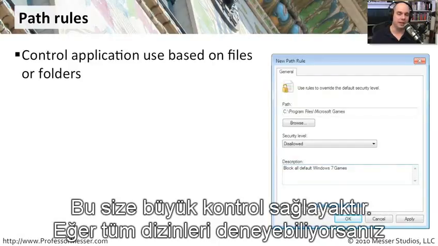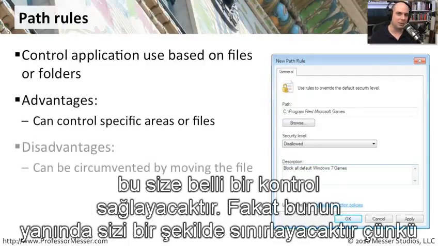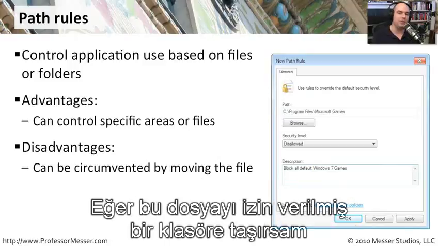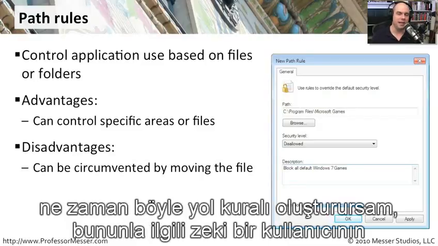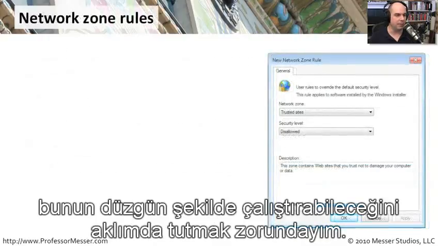If you're trying to do entire directories, you can simply say everything in this directory is allowed or is not allowed. And that gives you some control, but it also limits you in a way because it's really only looking at a folder. If I took that executable file and I moved it to another folder that is allowed, well, then I'd be able to run it just fine. So you have to keep that in mind whenever you're setting up some of these path rules, that a smart user, if they're able to move that executable, would still be able to run that properly.